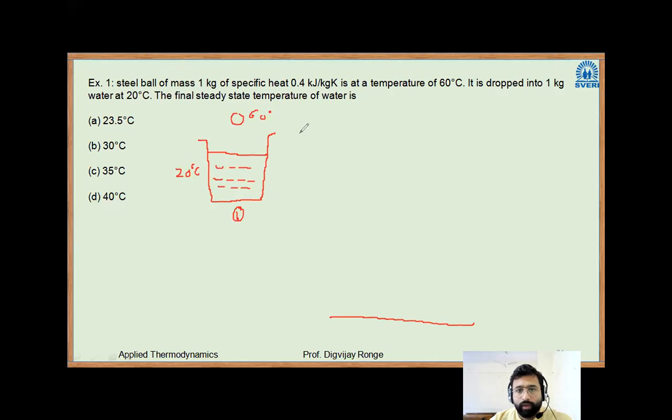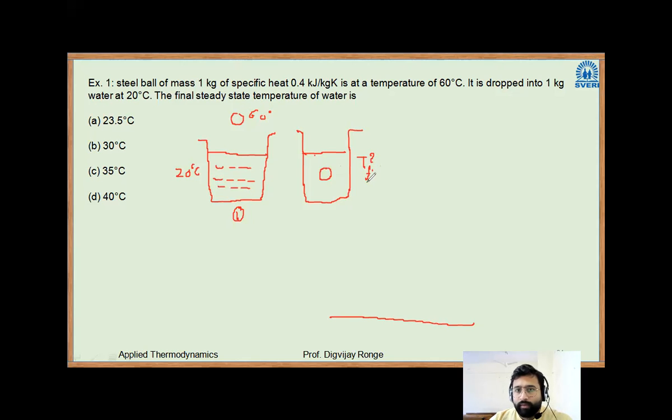Now case 2. What is case 2? We have again the same bucket filled with water. But in this case, the water now has that hot steel ball. The steel ball is inside the water. And here we want to calculate the final temperature, or TF.